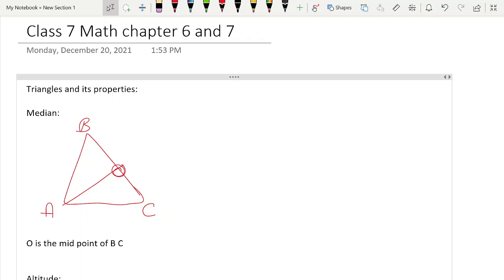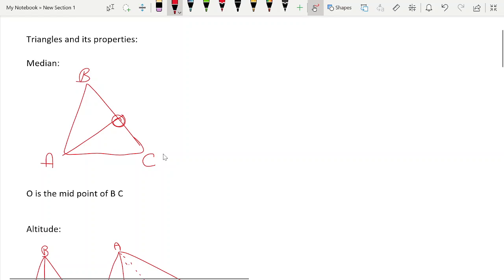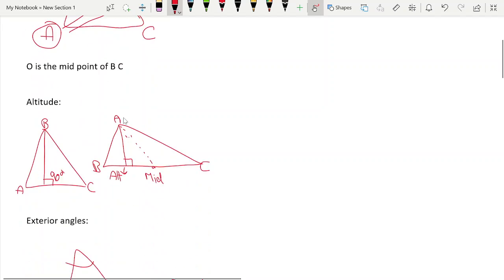In today's video, we're going to be exploring Class 7 Maths Chapter 6 and 7. So let's begin. Triangle and its properties. Now we're going to be exploring median. There are medians of a triangle as well. If you have a vertex of a triangle and then you draw a line going to the middle of these sides, C and B, then this part will be called the midpoint of B and C.